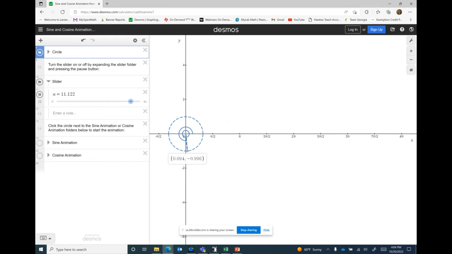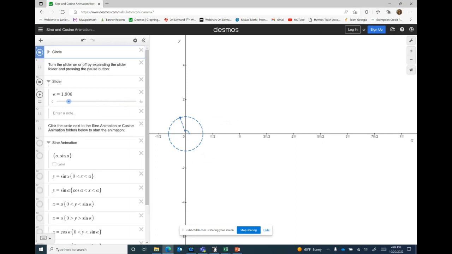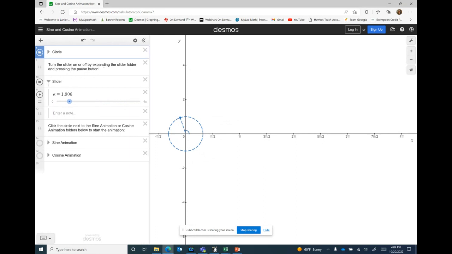Let's see if I can get to show them. There they are. Well, it's going fast, isn't it? It's making me crazy. Let's stop it. All right, so that's where we're getting the data from. Now let's take a look at what the sine graph looks like. Let's put it on there.